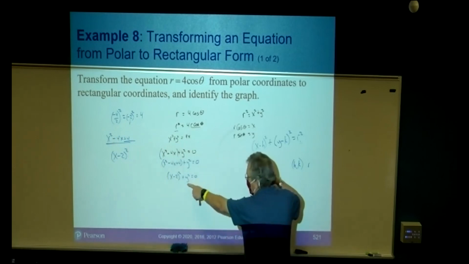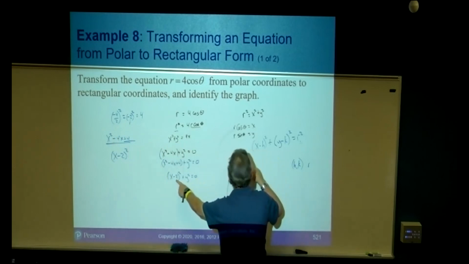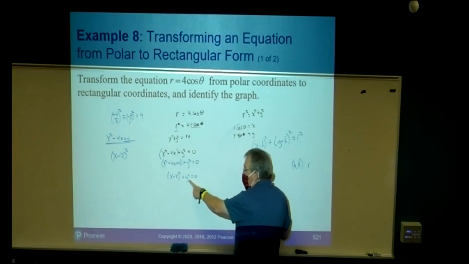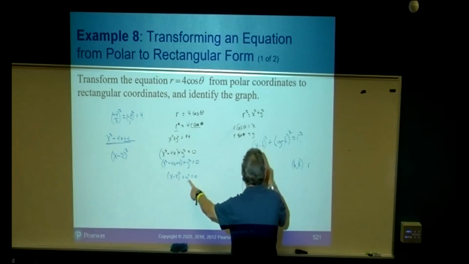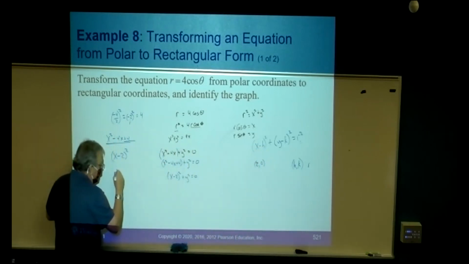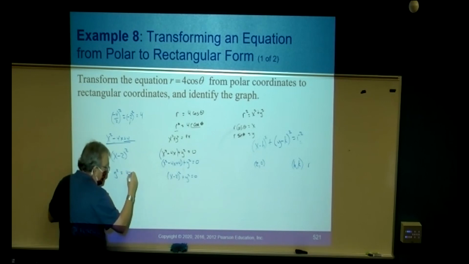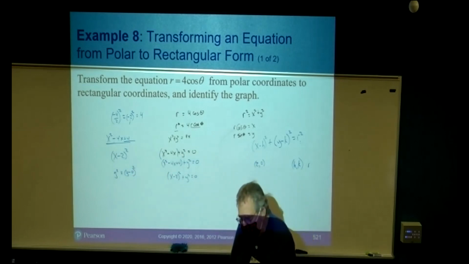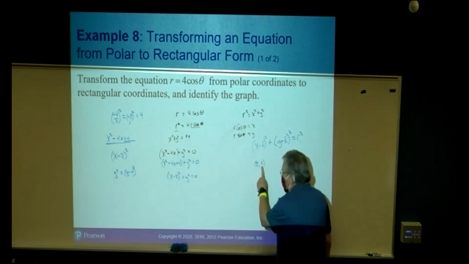My h value here, the x coordinate of the center of the circle, is 2. The y coordinate for the center of the circle is 0, right? Because I can write y squared as y minus 0 squared. I can always add or subtract 0. It doesn't change what it is, it just changes what it looks like. So that means my y value is 0.